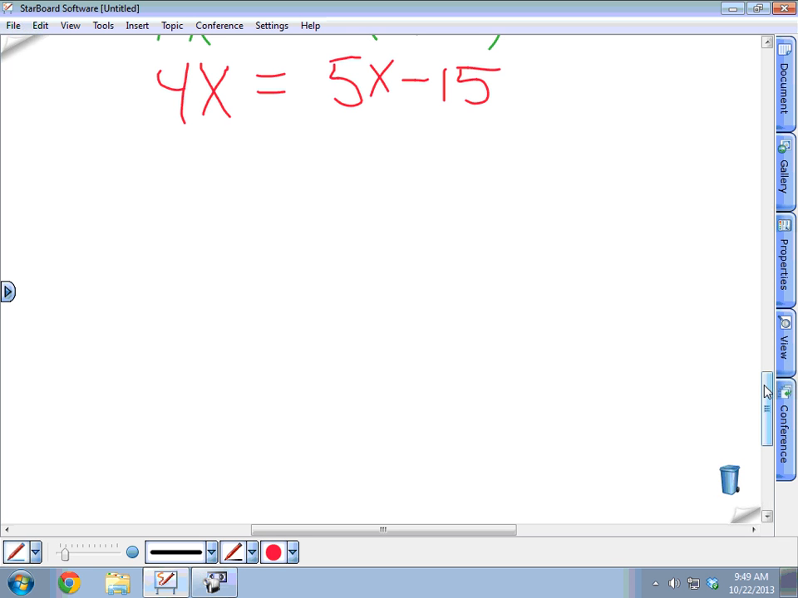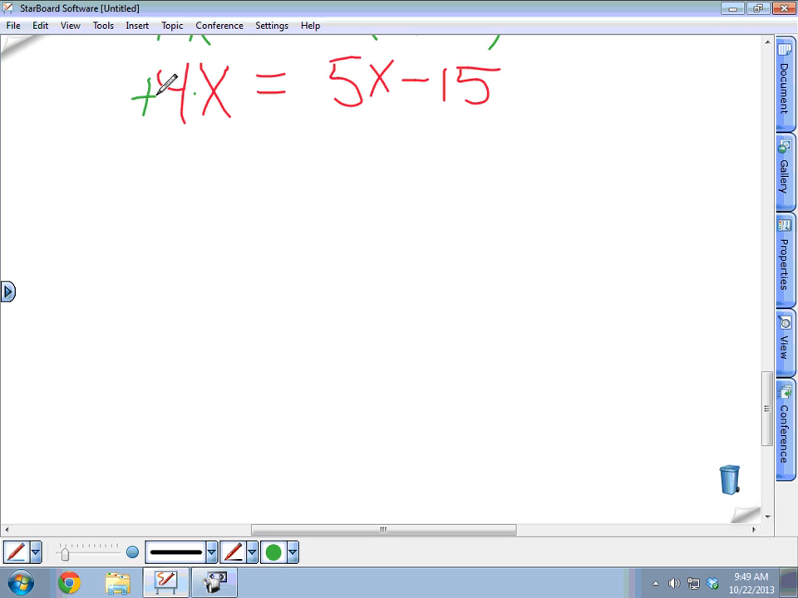We have a variable on both sides, and we have to get rid of those. Eric, which side do you want to put the variable on? The right side. Okay, so you want to get rid of it over here. How am I going to get rid of 4x? What sign is in front of this 4x? Is this positive or negative? Positive, because if it was negative, it would tell you.